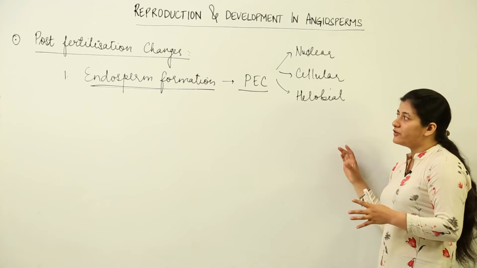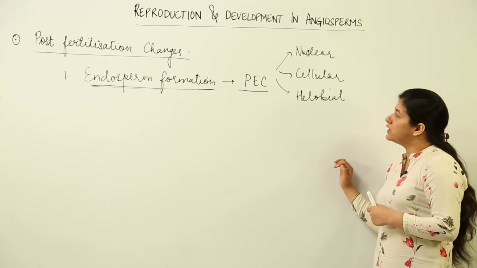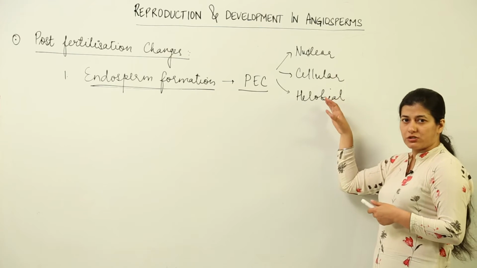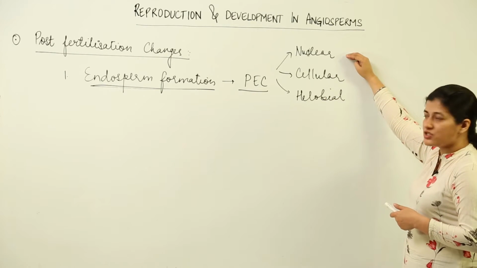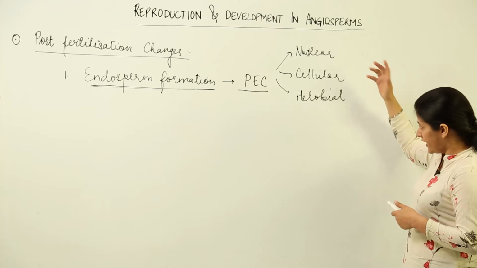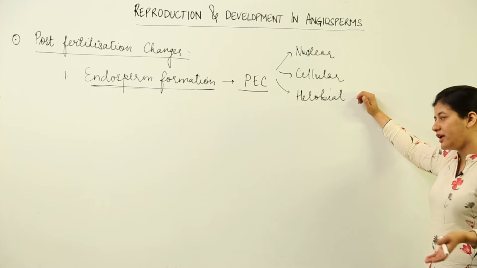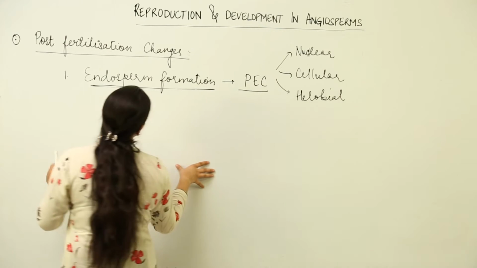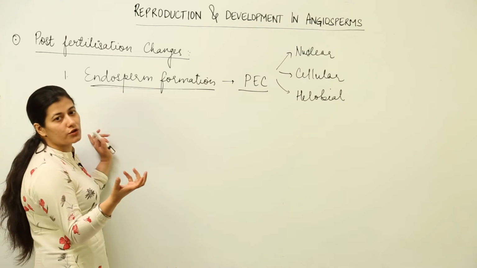Now the three different types of endosperm that could be formed are listed over here. We did talk about them in the previous lesson. The first one is nuclear, the second one is cellular, and the third one is helobial. Over there we only talked about the names. Now we are going to discuss the formation of each of these.